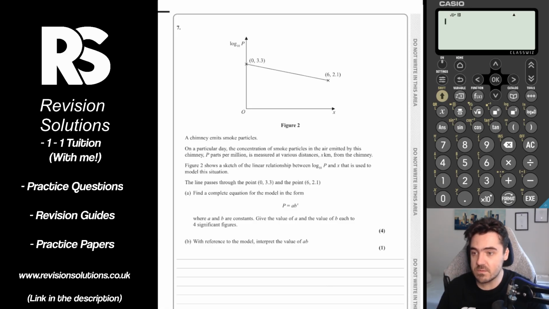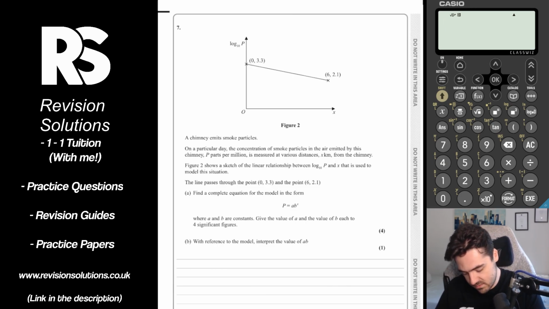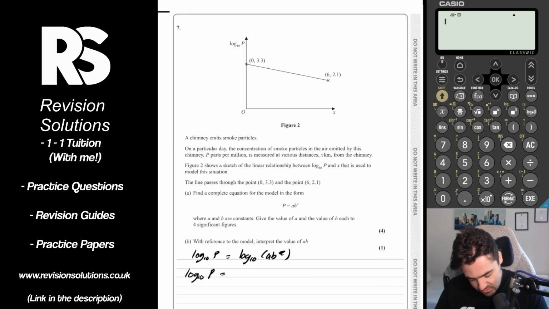So this is one of these standard models where we can turn it into a log plot. Let's do that by actually logging the equation. If we have log base 10 of P on the left, then we have log base 10 of ab to the x on the right. Then we can expand the logs on the right. Using the multiplication law, we could write that as log base 10 of b to the x plus log base 10 of a.